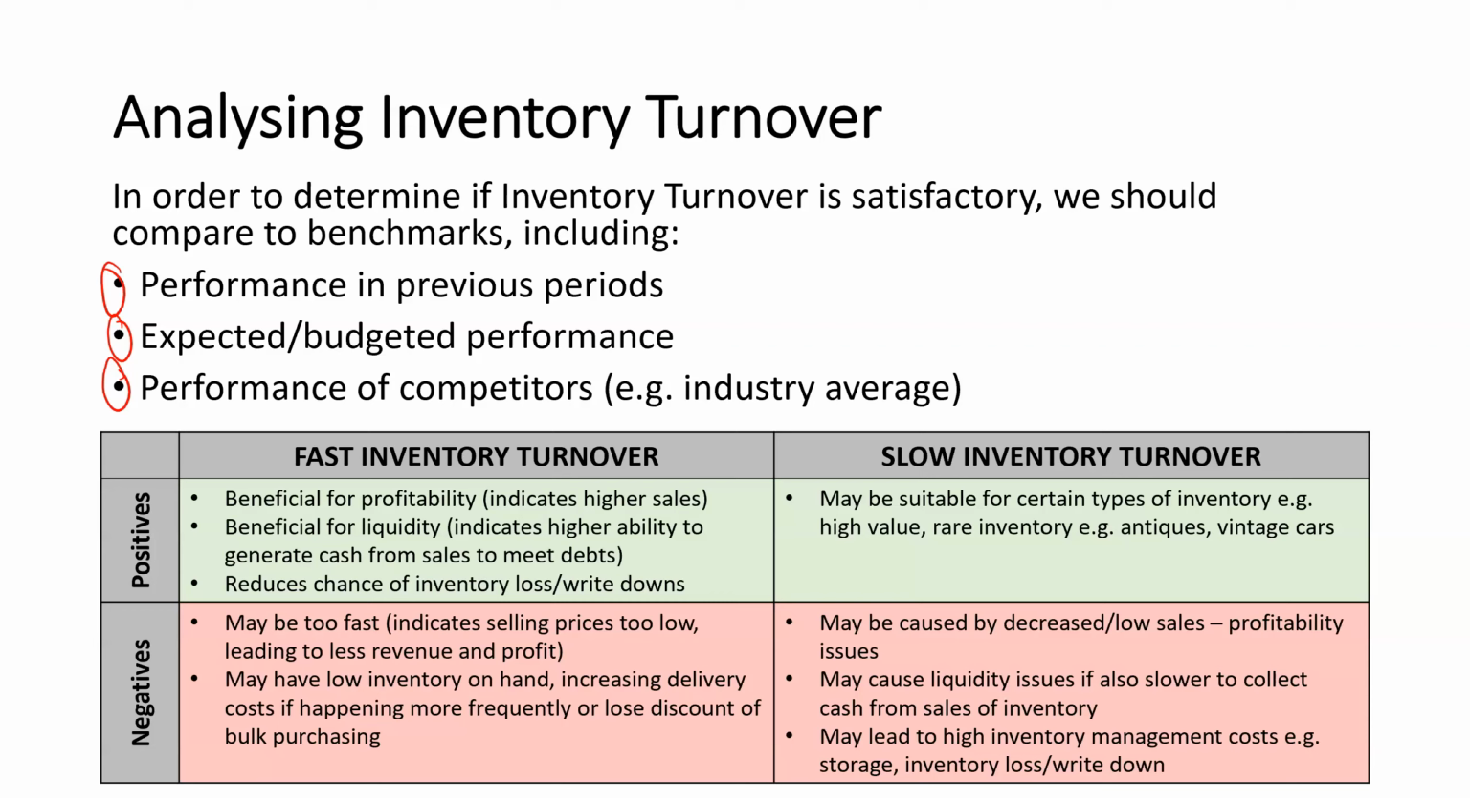Now, if we do this comparison, we're looking to see if our inventory turnover is faster or slower than the benchmarks. And so when we look at this, we can see there are some benefits and some negatives of having things like a fast or slow inventory turnover. If we have a fast inventory turnover compared to those benchmarks, some of the positives could be beneficial in terms of profit, in terms of liquidity, because this may indicate higher sales or it may indicate a better ability to generate cash from sales, which we can then use to meet our debts.